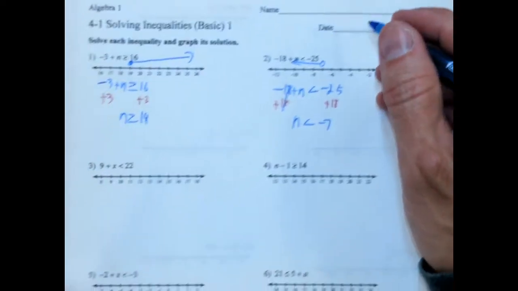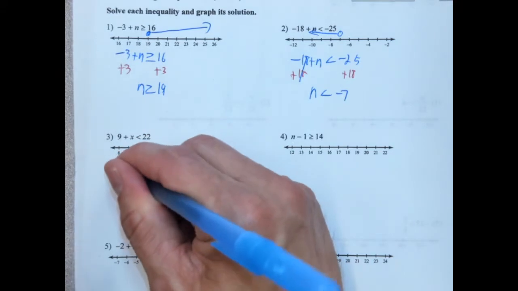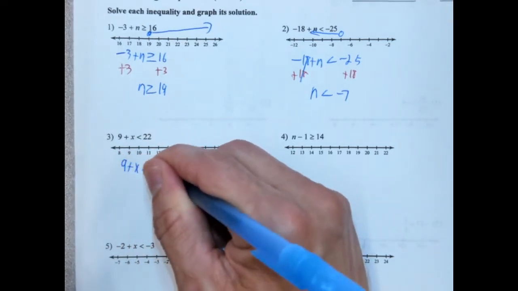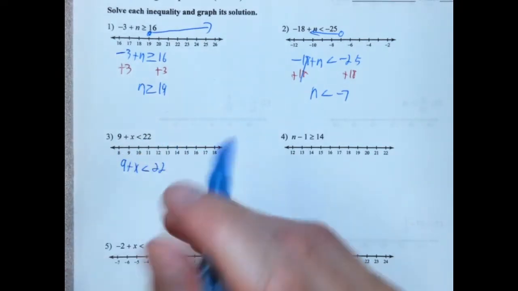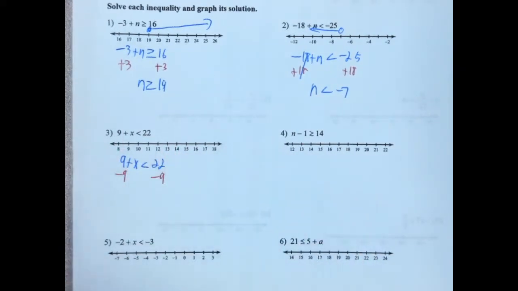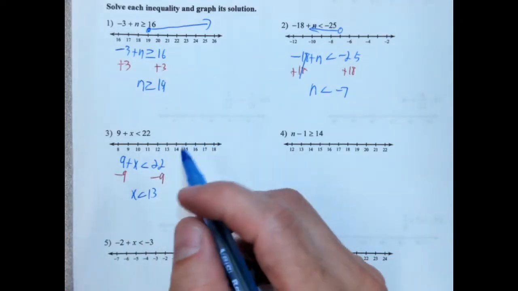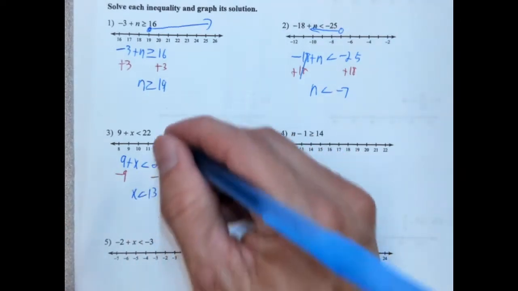N is less than. So here we have 9 plus x is less than 22. So we're going to subtract 9 from both sides. So x is less than 13. So 13, open circle, going to the left.